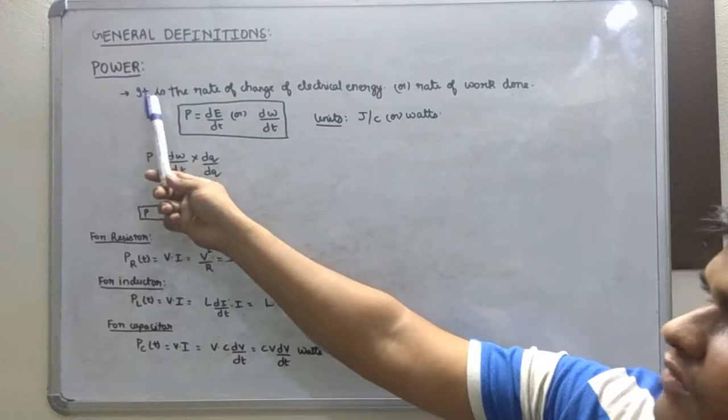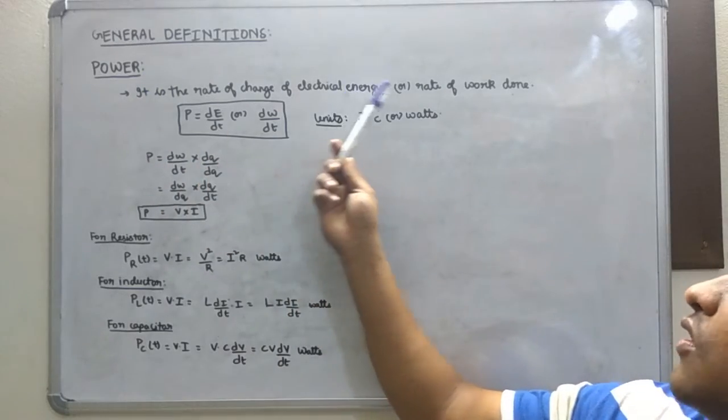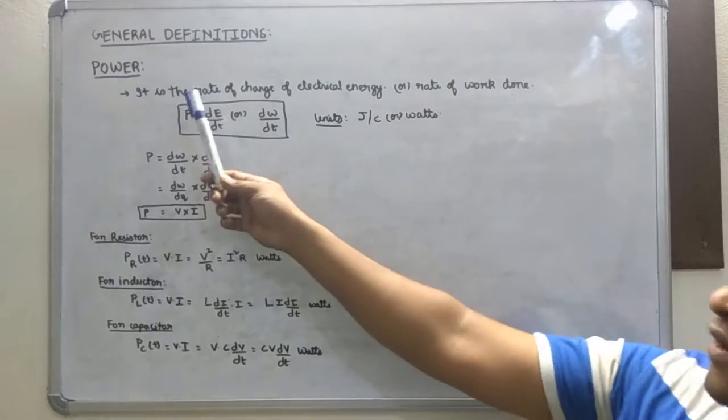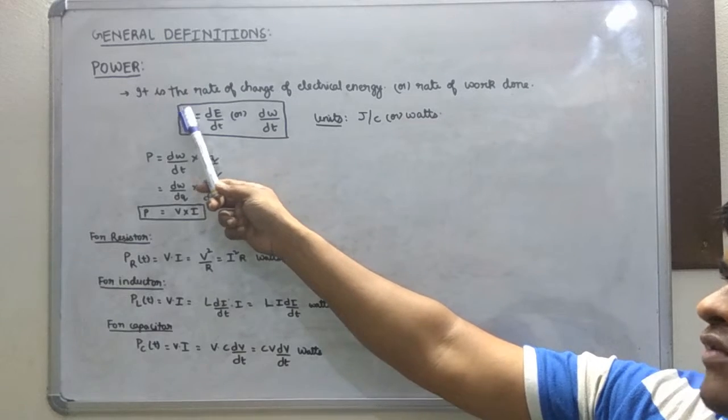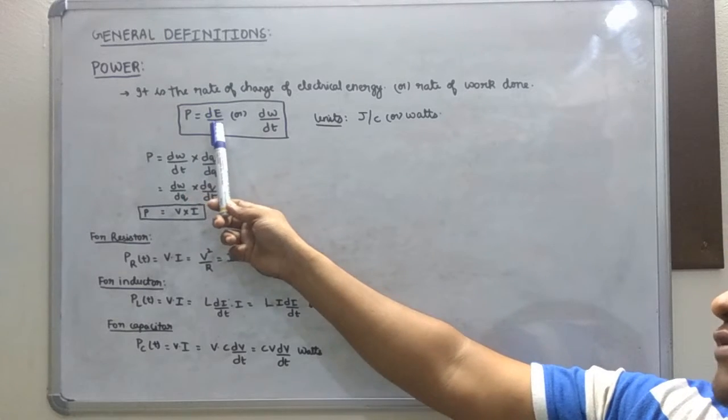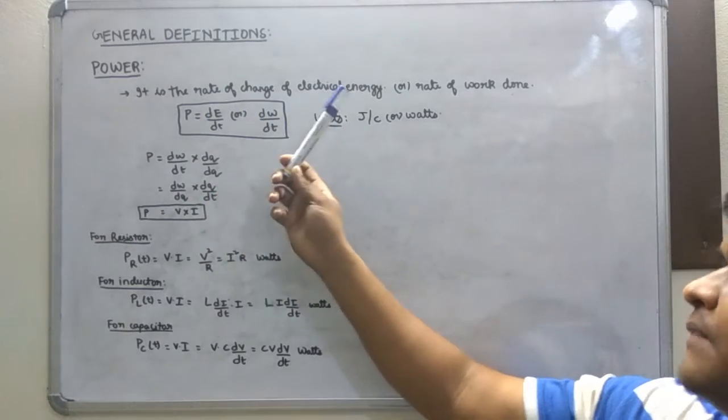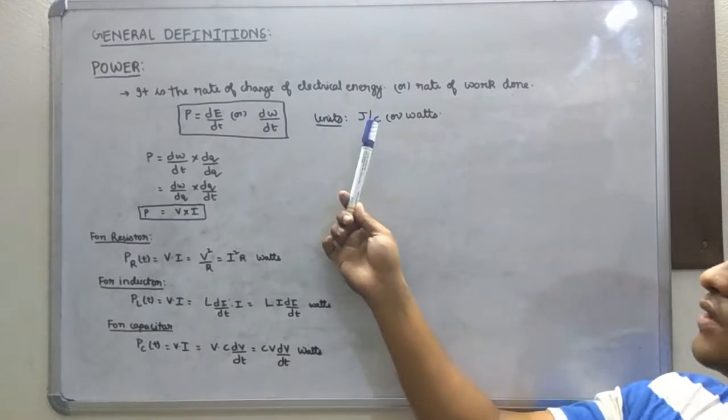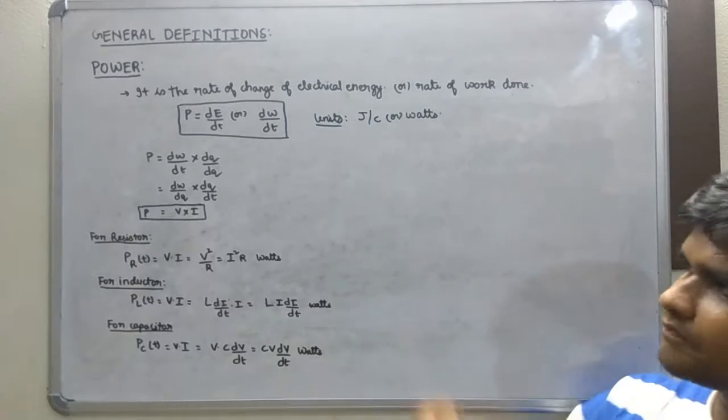The basic definition of power is that it is the rate of change of electrical energy or the rate of work done. Now the mathematical equation for power can be given as P is equal to dE by dt or dW by dt, and the units of power are joules per second or watts.